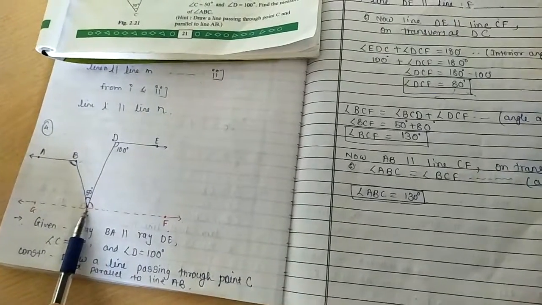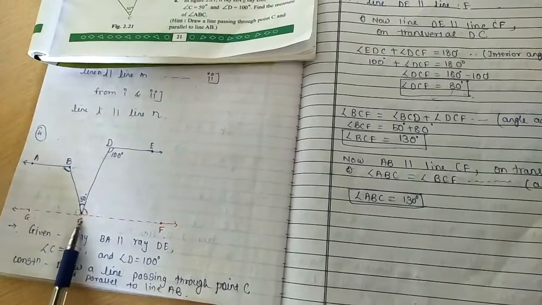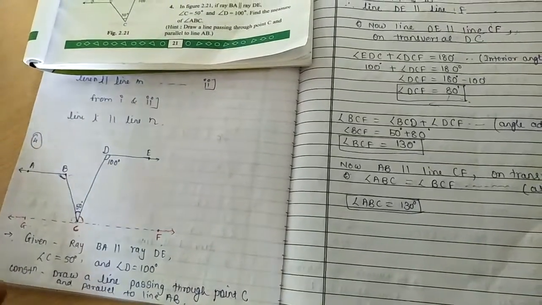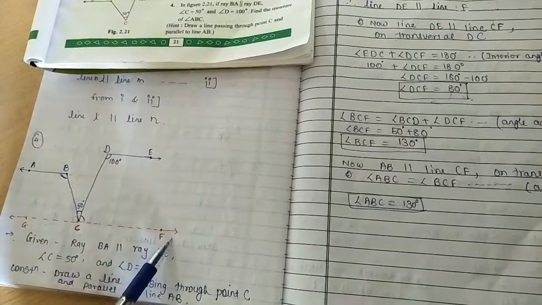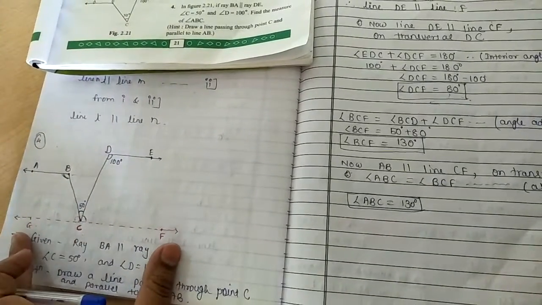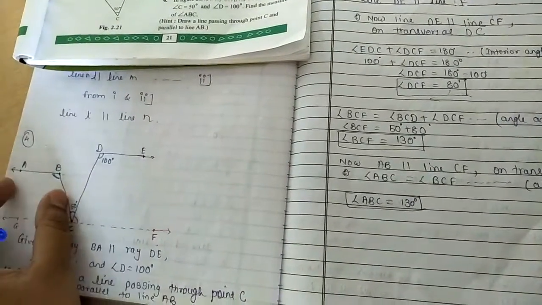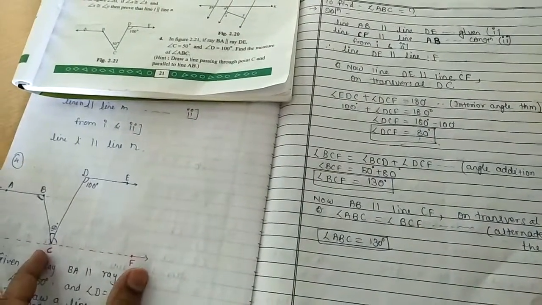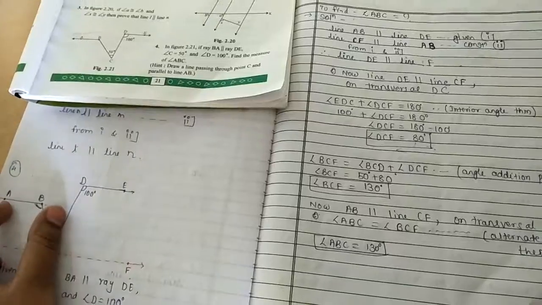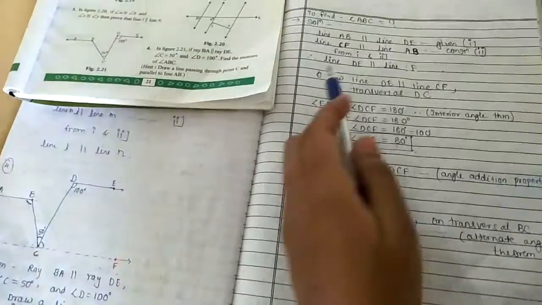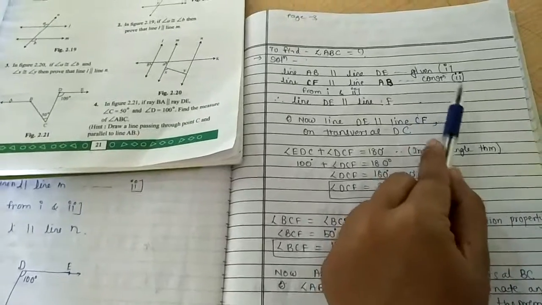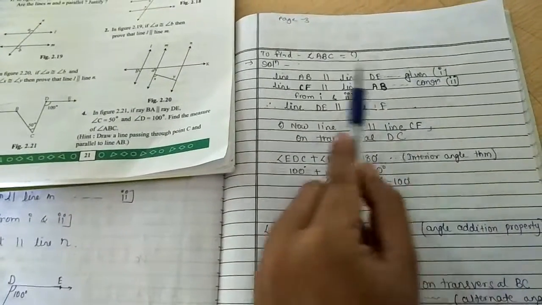So what we did, from point C we drew a line, and on that line we gave the two points G and F. So here we will get that GF is parallel to DE also and AB also. That statement we write down here. So therefore CF is parallel to AB, and we give the reason: from the construction. And it is equation number 2.